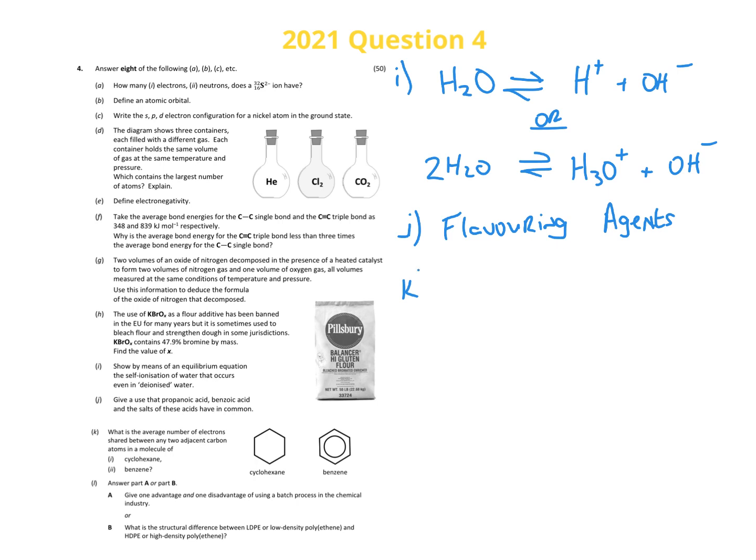Part K then, it asks what is the average number of electrons shared between any adjacent carbon atoms in a molecule of cyclohexane or in a molecule of benzene. So for cyclohexane, the number of electrons shared between the adjacent carbon atoms is 2. And for benzene then, it is 3. And that has got to do with the type of bond that we have in our two molecules.